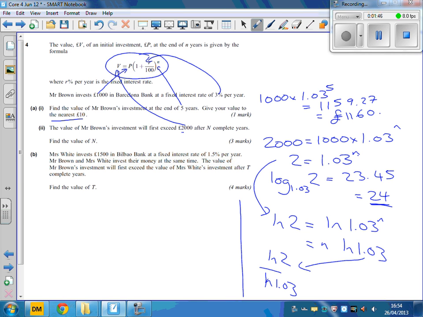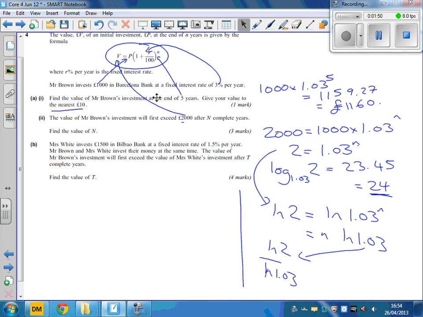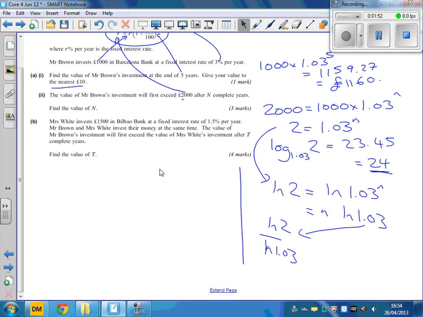So now on to part B. In part B, we're going to be dealing with quite a big log equation that people did have trouble with the algebra of. Mrs. White has her investment in Bilbao Bank. So we've got 1,500 times by, this time it's a smaller interest rate, 1.015, to the power of t, and we want to know how many years it's going to be. That's going to be a t.